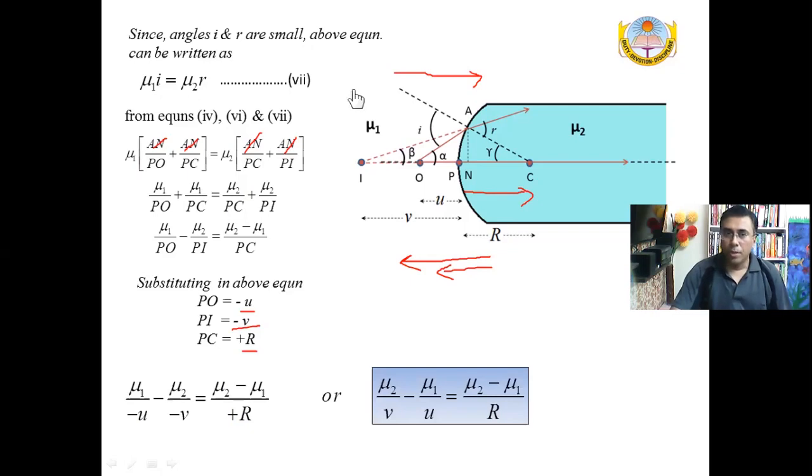I hope this derivation and this figure is clear to all of you. Okay, now in the next video, we will study refraction at a concave spherical surface.